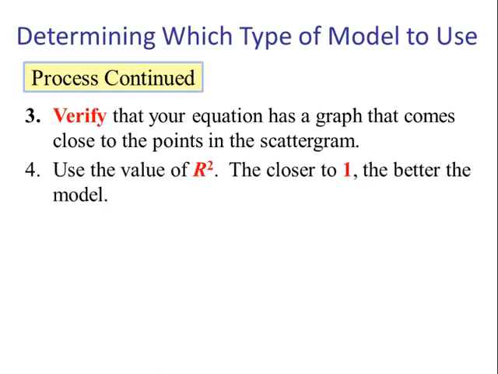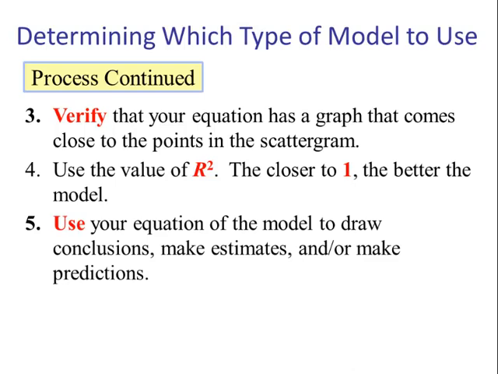Number 4, we use the value of r squared. The closer to 1, the better the model. Number 5, we use the equation of the model to draw conclusions, make estimates, and or make predictions.